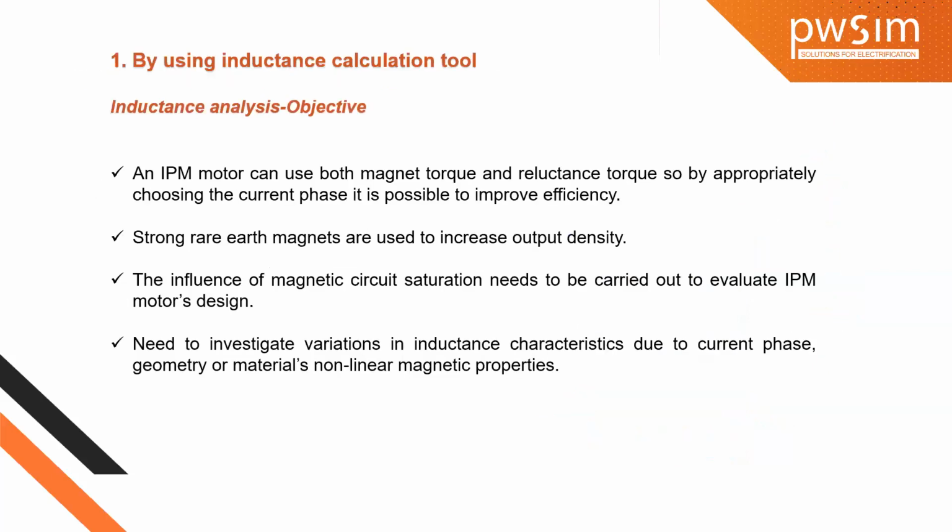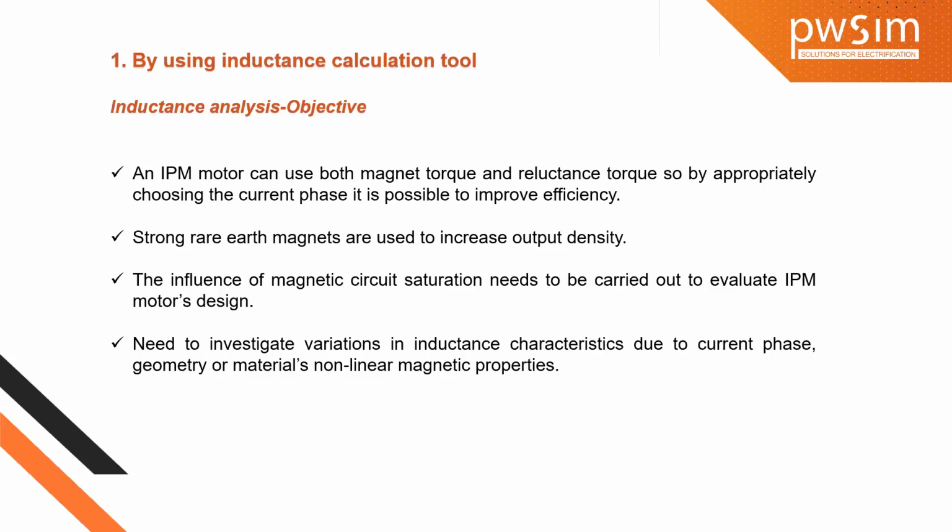Let me start with the first one, that is the calculation tool. We have a tool for the calculation of inductance in our JMAG, which I will show later. With the help of that inductance tool, we can calculate it. Normally in our IPM motor, we use both magnetic torque and reluctance torque. These are used appropriately in order to choose the current phase. In order to improve the efficiency over a broader spectrum, we need to analyze the inductance. Strong rare earth magnets are also used in order to increase the output density of our motor. So what are the main influences?